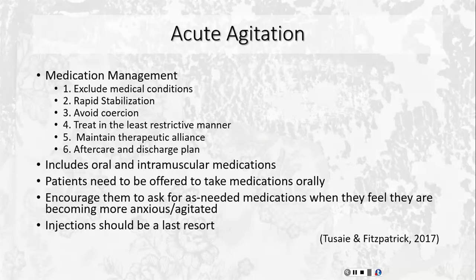So, medication management of acute agitation in the clinical setting. You're going to want to, like I said already, exclude medical conditions, focus on rapid stabilization, avoid coercion, treat the agitation in the least restrictive manner, keep that therapeutic alliance in mind, and then, of course, focus on that aftercare and discharge plan. So treatment's going to involve oral and intramuscular injections.